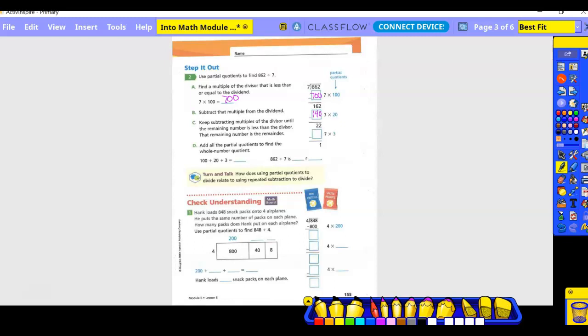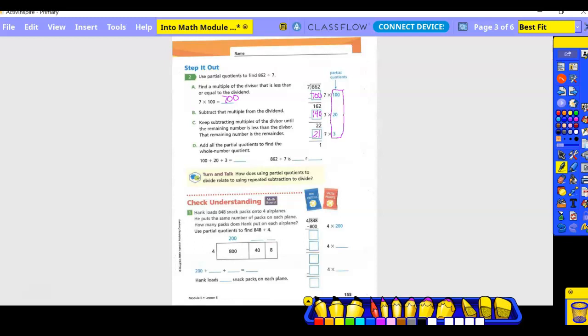140. Correct? Okay. Then they said 162 minus 140 leaves you with what? 22. Okay. And then now they say 7 times 3 is what? It's 21. So then they said 22 minus 21 is 1 left over. So then they say you need to add all 3 of these things together.